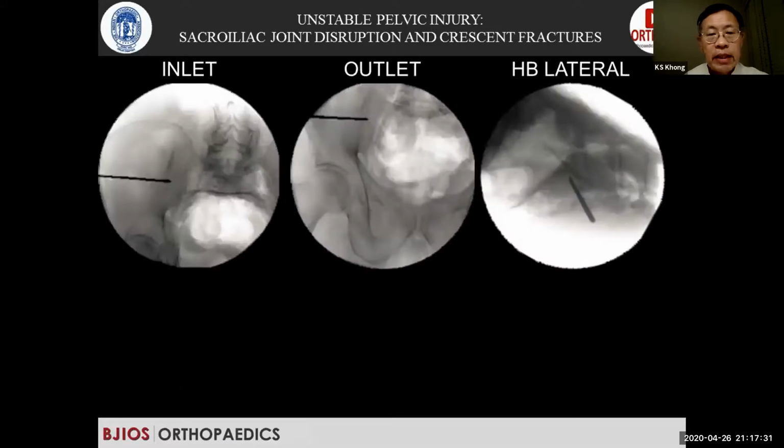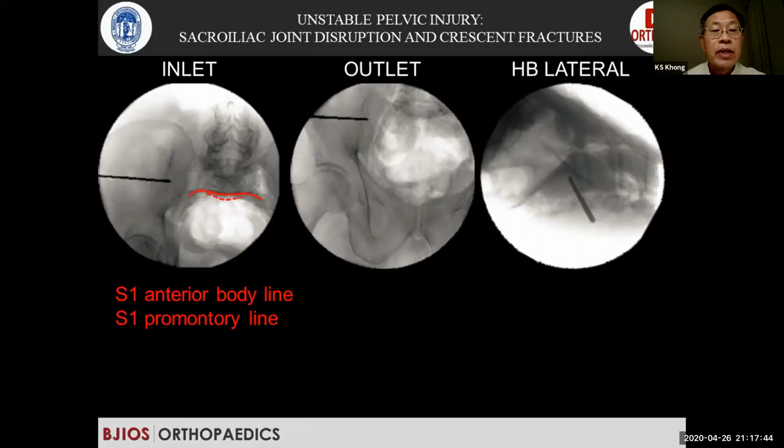These are some schematics. If you're doing iliosacral screws, these are the images you get on the fluoro in the OT. You have to draw your lines, the anterior body line, and make sure you line up with the promontory line to get a good S1, S2 alignment. The S1 foramen and the S2 foramen must be visualized, and for this, please do bowel preparation.